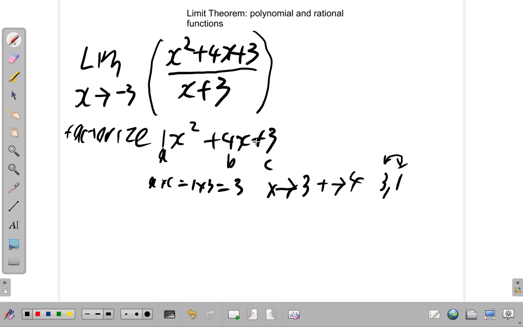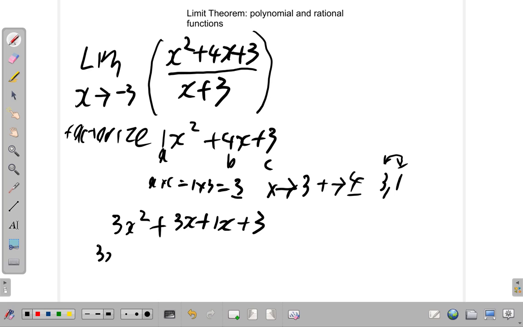They multiply to give you 3, which is AC, and they add to give you 4, which is B. So let's try that. 3x squared plus, split the 4x into 3x plus 1x, plus 3. So factorize these first two expressions.